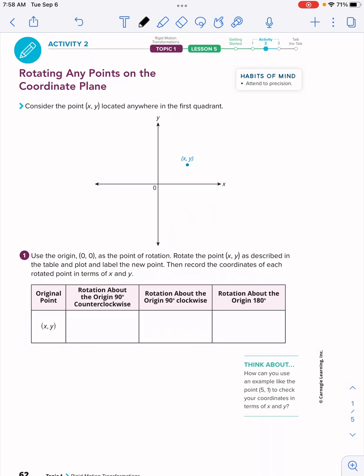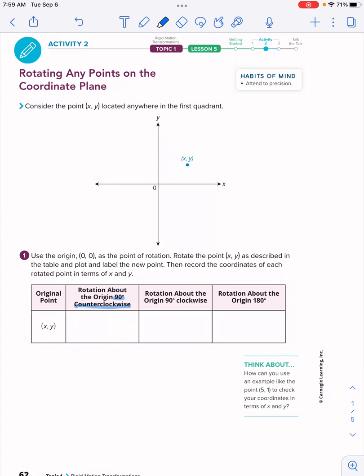So the direction: consider the point X and Y located anywhere in the first quadrant. We're just saying it's X and Y. Number 1, it says use the origin as a point of rotation. Rotate the point XY as described in the table and plot and label the new point, then record the coordinates of each. So when we take this point here, XY, let's say we rotate this 90 degrees counterclockwise.